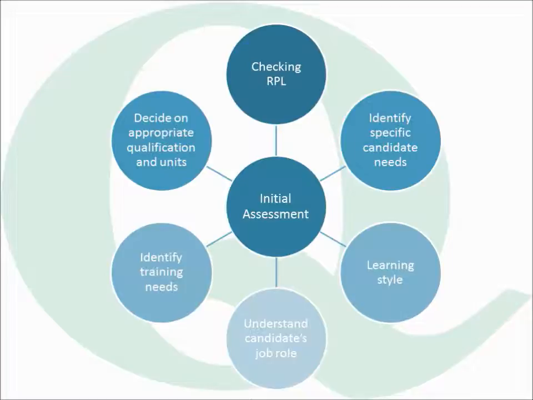Decide on appropriate qualification and units. As a result of your initial assessment, you will have identified with your candidate the most appropriate qualification for them to take, the correct level they should be taking it at, and the optional units which fit their job role. By doing this, you will avoid the candidate taking a qualification which is not suitable for their role, and the units selected do not match.